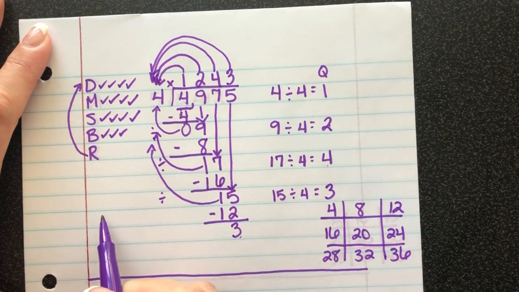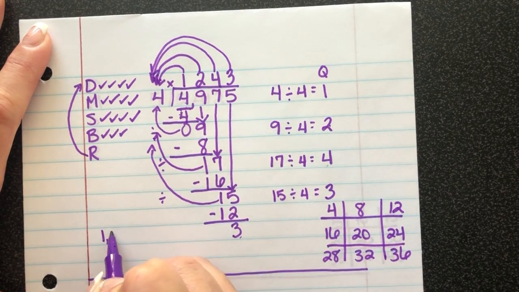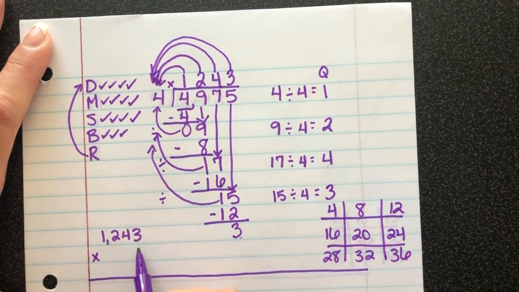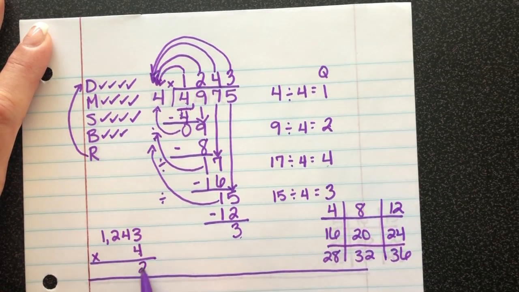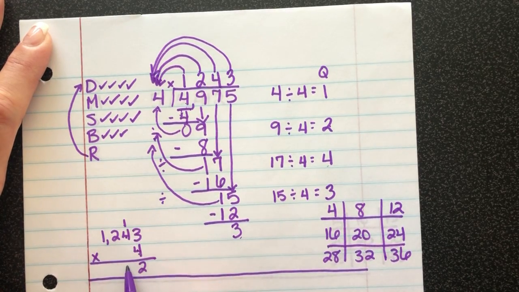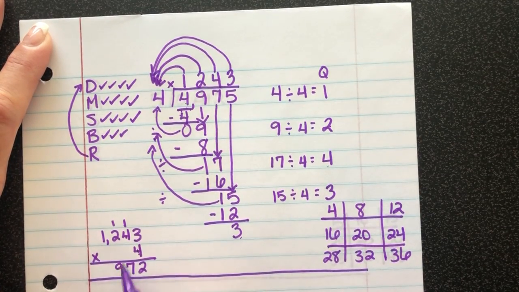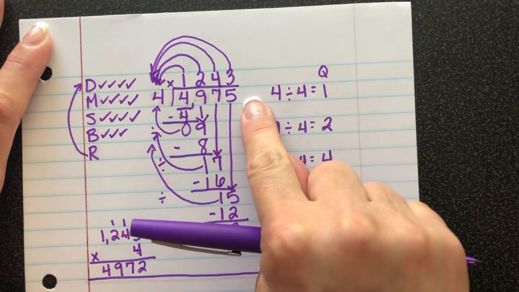So I'm going to multiply the 1,243 times my divisor of 4. 4 times 3 is 12, carry the 1. 4 times 4 is 16, plus 1 is 17, carry the 1. 4 times 2 is 8, plus 1 is 9, and 4 times 1 is 4. Now you notice that does not match my dividend.